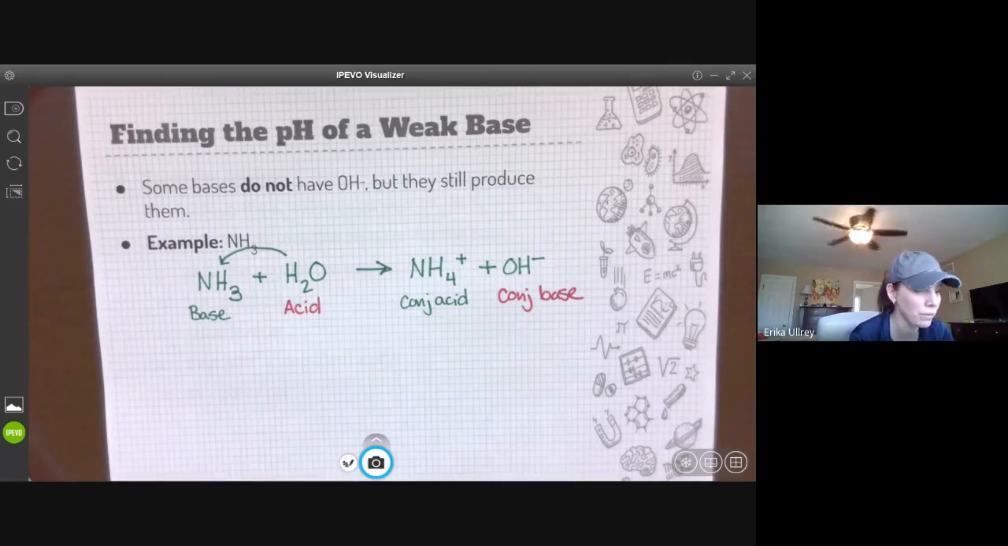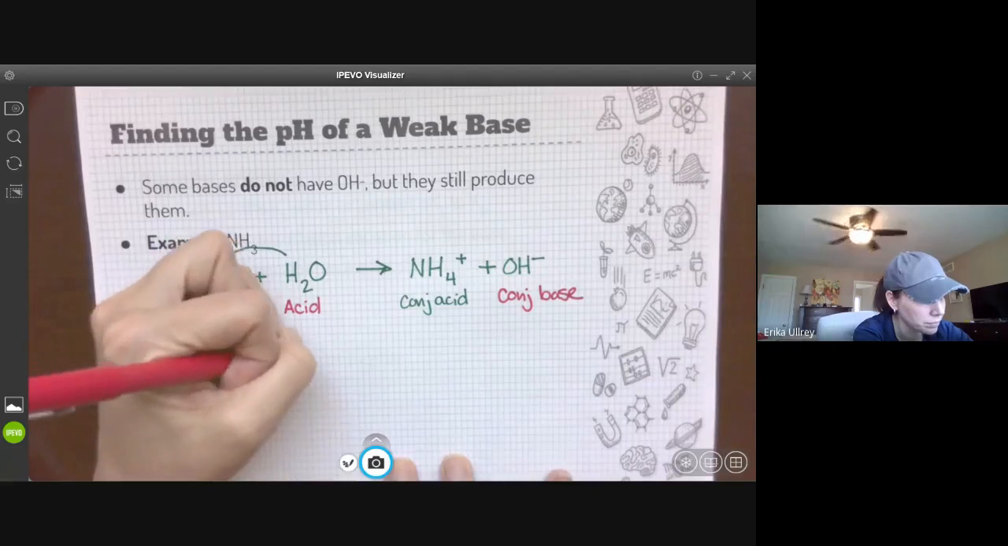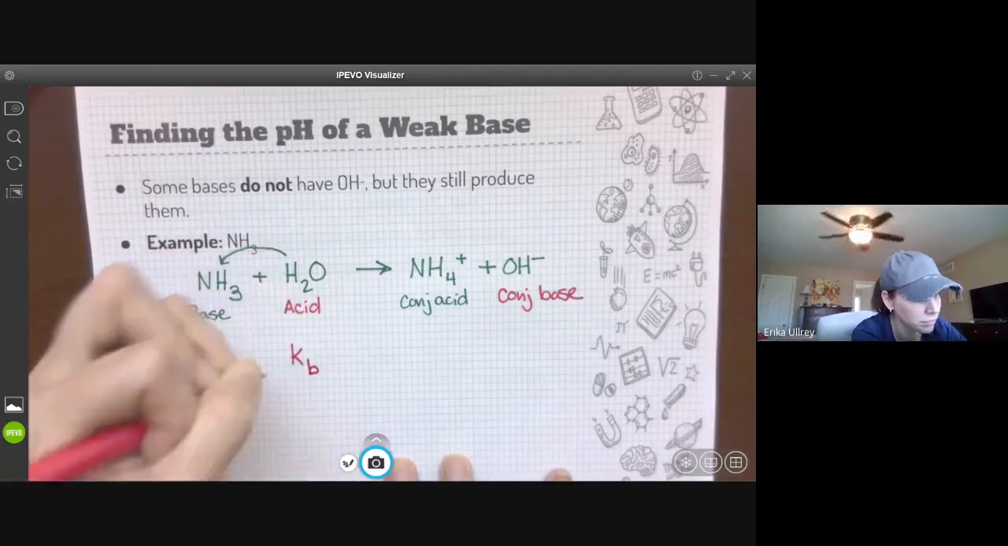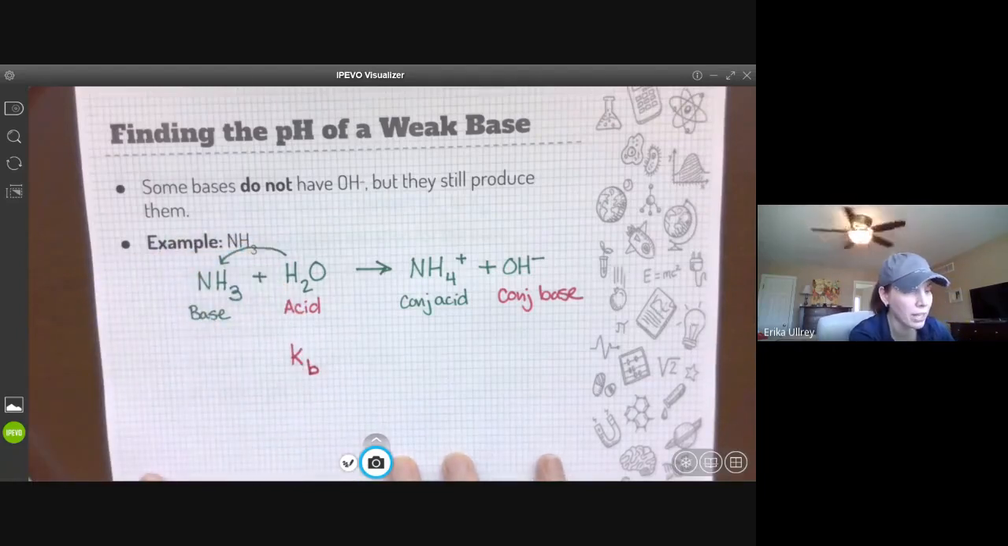And so when we're dealing with bases, instead of using a Ka, what we're going to need in order to figure this out is we're going to need a Kb. Okay, so the Kb is going to tell us our expression.